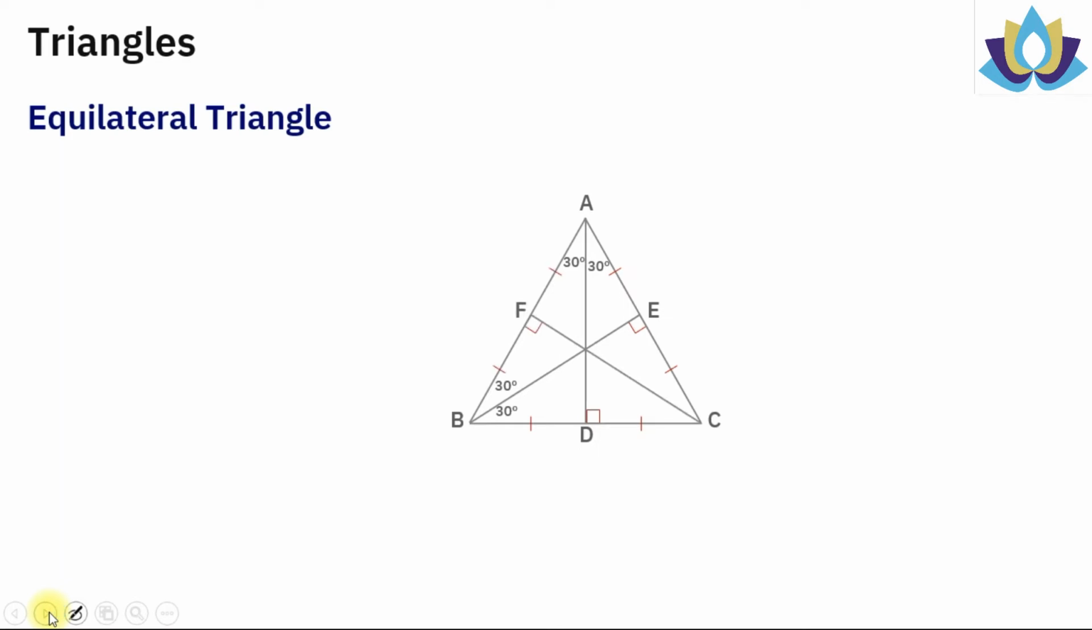Can you all see that? Hope you all can see this. So for me, AD is also the altitude. You can see a 90-degree angle here. It is also bisecting the sides. It is also the angle bisector. You can see a 30 degrees angle written over here. So this is what we have in an equilateral triangle.